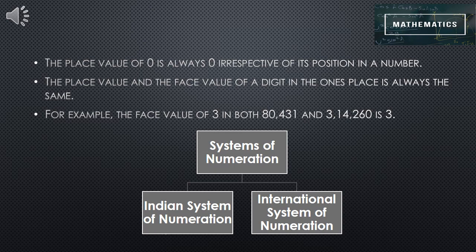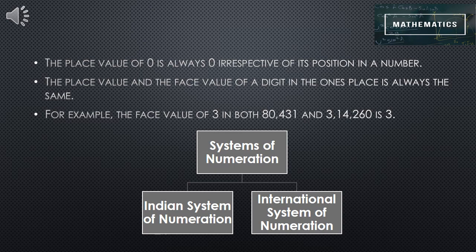Now, what is the face value? The face value of any digit will remain the same digit. For example, you can see here on screen there are two numbers given. If we talk about the face value of 3 here, the face value of 3 will remain 3 in both the cases.